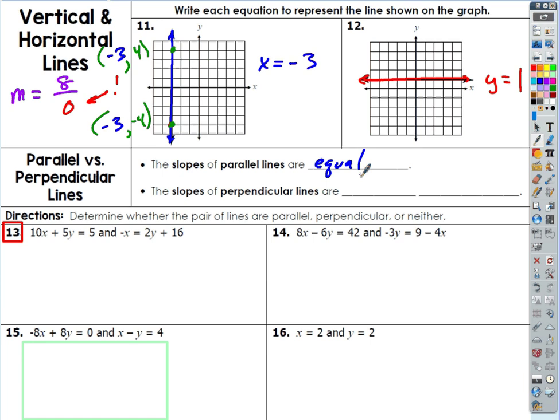Perpendicular lines cross at a right angle, right? They're the exact opposite. Well, it's more than just opposites. They are opposite in sign. So if one's positive, the other one's negative. But there's another part of that relationship. There it is, negative reciprocals. Okay, so the slopes of perpendicular lines are negative reciprocals every time.